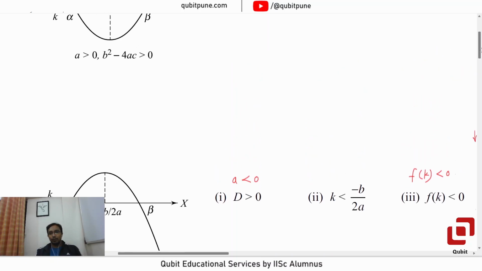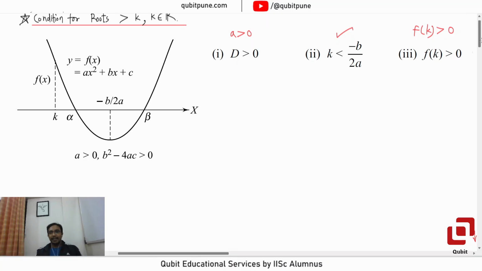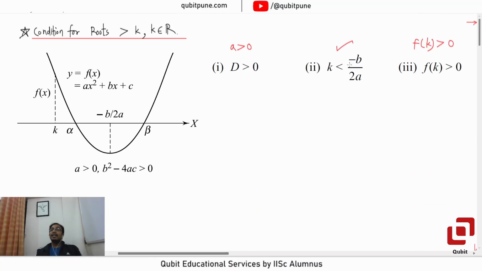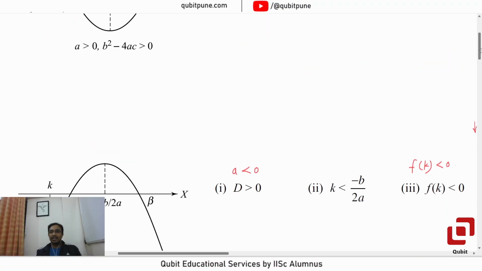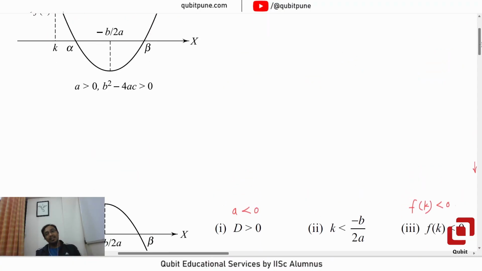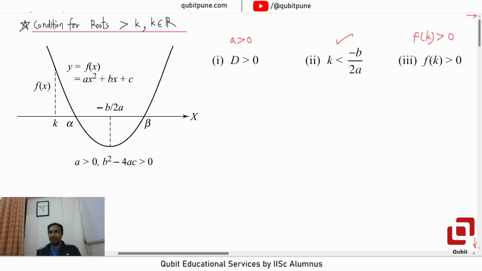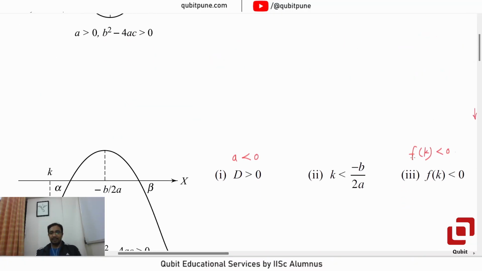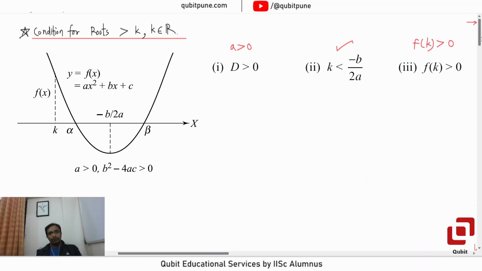Now if you observe the two conditions here carefully, d greater than 0, k less than negative b by 2a, only the third condition is different. In the first we say f of k is positive, in the second we say f of k is negative. So we can say that the net condition is this, the overall condition for roots greater than k.